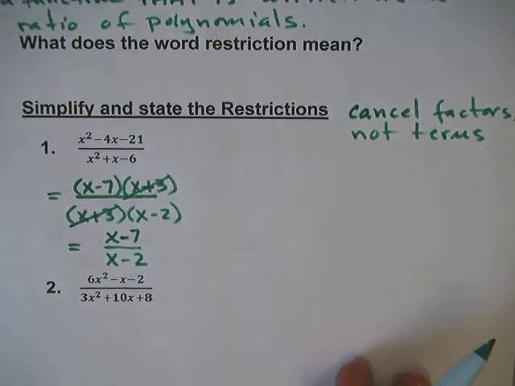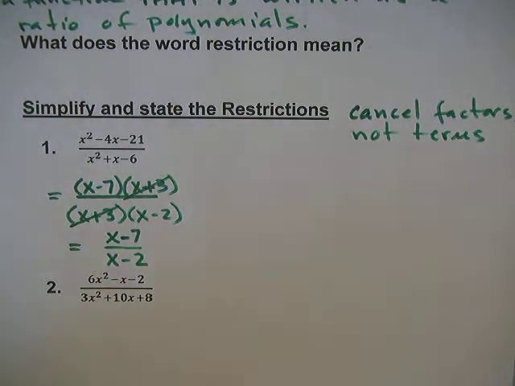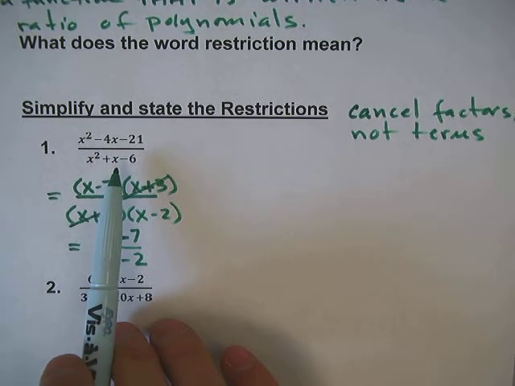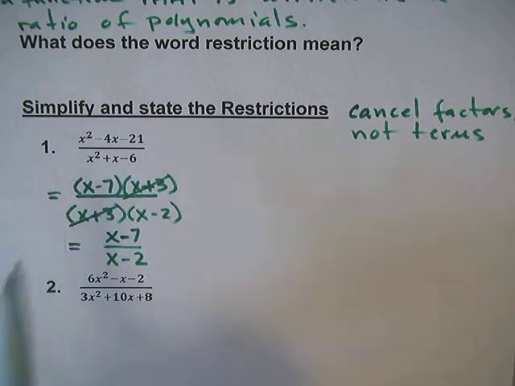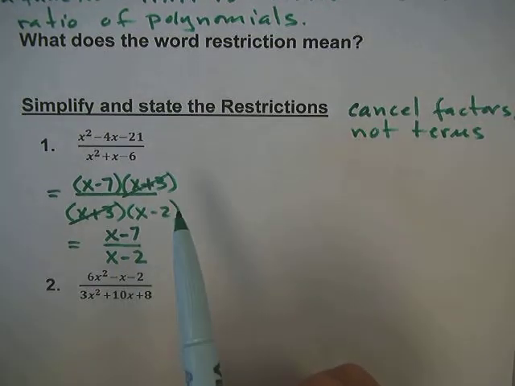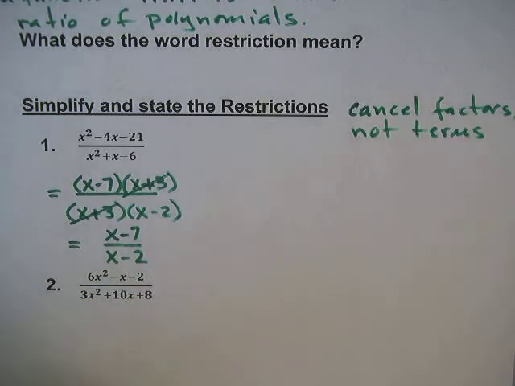But we also need to talk about this part. What does the word restriction mean? Restriction would mean something like you can't do it. If you're put on restriction, you might be in punishment. You can't go out and play with your friends or drive your car or whatever. Restriction in terms of a rational expression is, if I were to plug numbers into this, what numbers would I not be allowed to plug in? Well, that's easy enough.